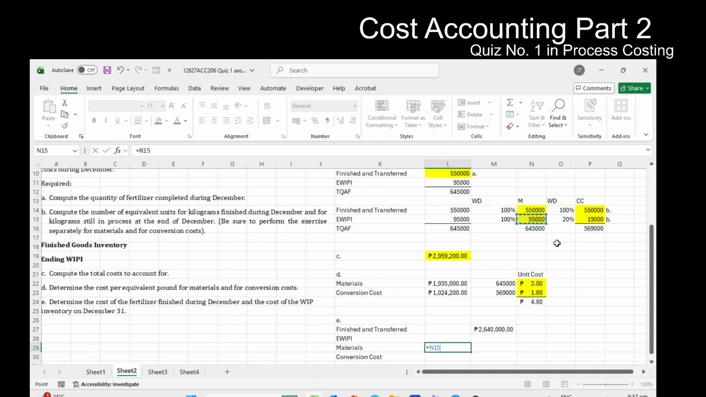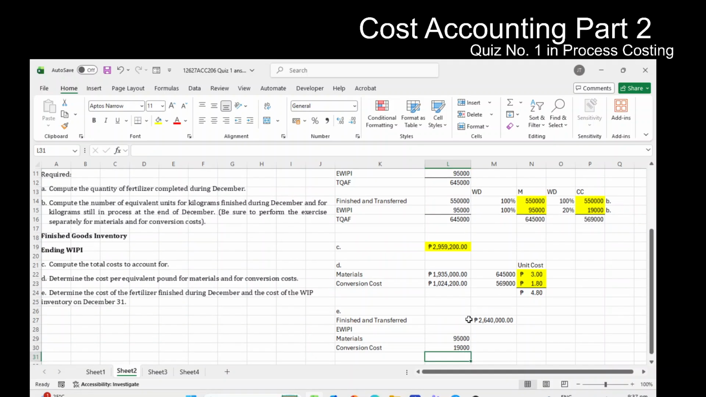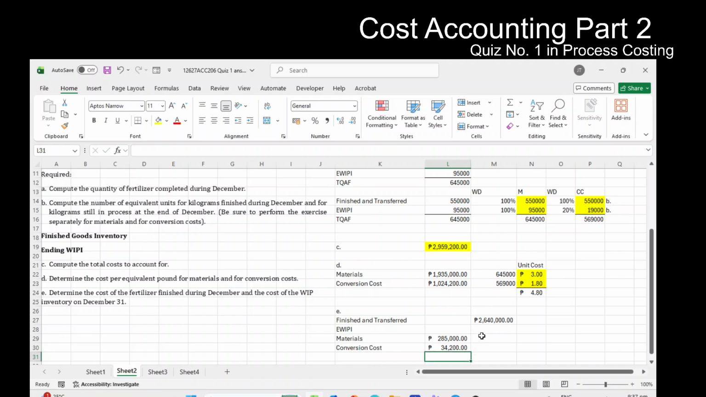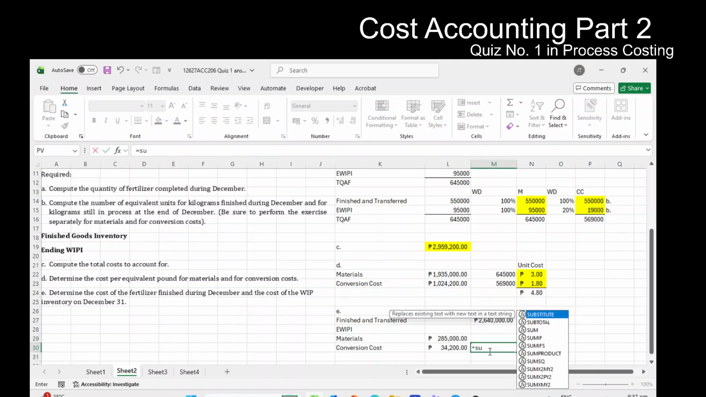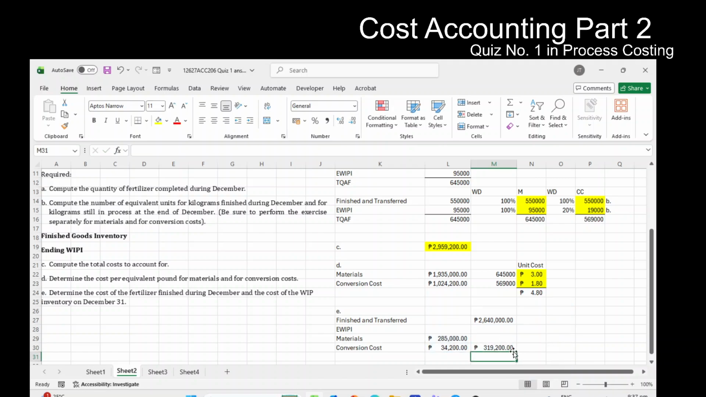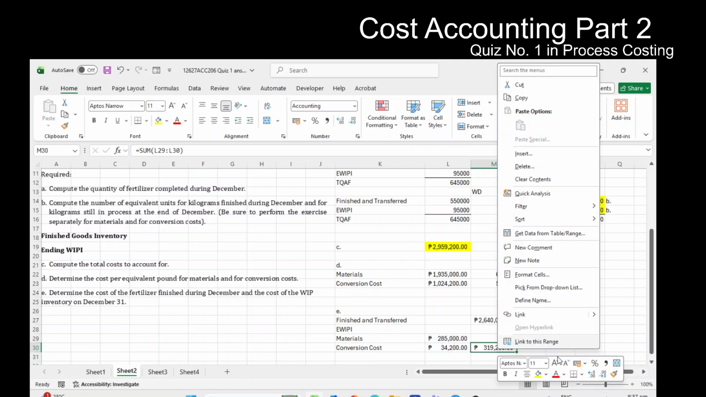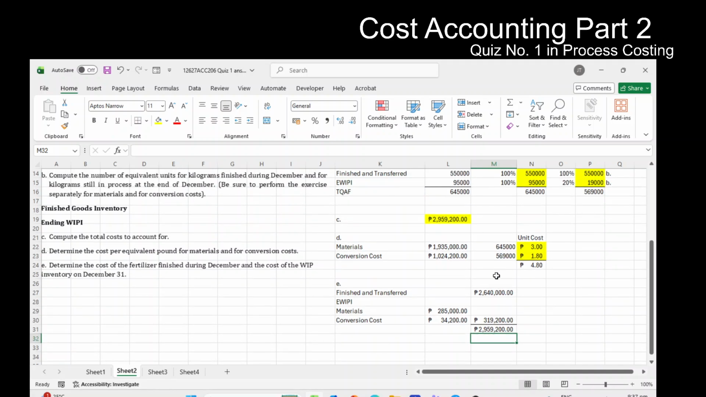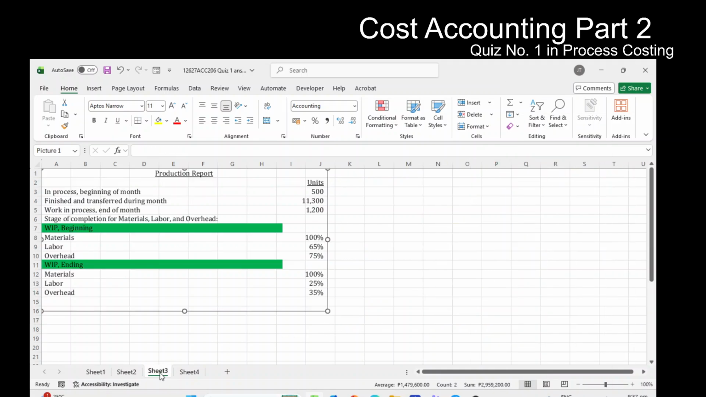And for the ending work in process, all you need to do is to get its EUP. That's 9,500 and 19,000. Tama. Pero this one should be multiplied by 3 pesos, and this one should be multiplied by 1.8 pesos. And that's it. Get the sum. Okay, check natin kung balansyado tayo. We have 2,640 and 319,200. Yes, 2,959,200 is correct. So the correct answers are 2640 and 319,204. Number 2. Tapos na. Next, number 3.